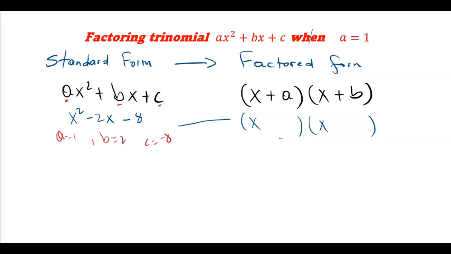So therefore, you need a pair of two numbers that when you multiply them together, you get -8, and when you add them together, you get -2. So that's -2. All right, you multiply them together, you get -8, and you add them together, you get -2. So let's get to work.